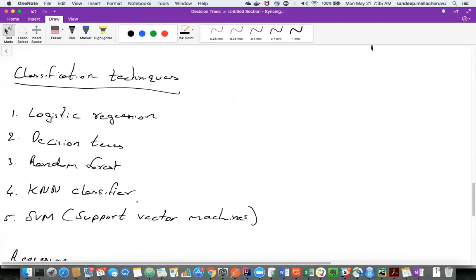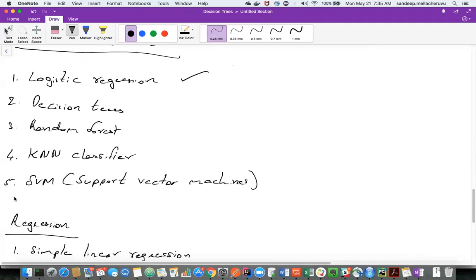Similarly in classification, this one is done. We are doing decision trees, and we will complete the remaining ones. There are also neural networks. We'll just briefly touch upon neural networks. Neural networks is as big as whatever we covered till now. So what we'll do is go through neural networks briefly.